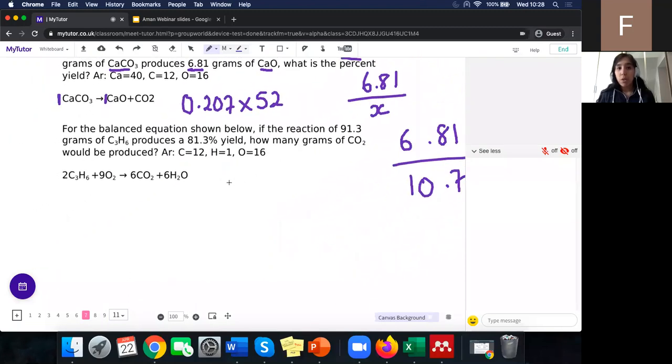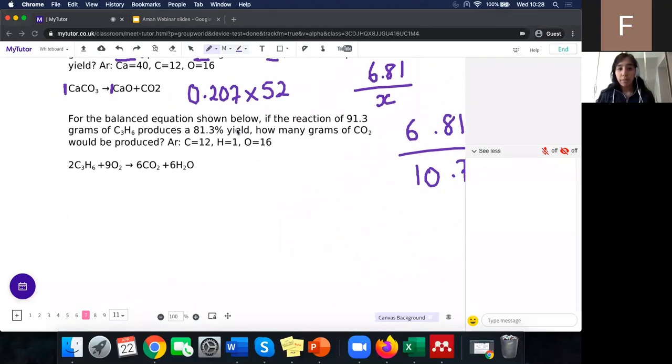Okay, let's do another question then. For the balanced equation shown below, if the reaction of 91.3 grams of propene produces an 81.3% yield, how many grams of carbon dioxide would be produced? Sorry, that's propene. So we've got a balanced equation, and they've told us it's balanced. That's really important. We've got 91.3 grams producing an 81.3% yield.